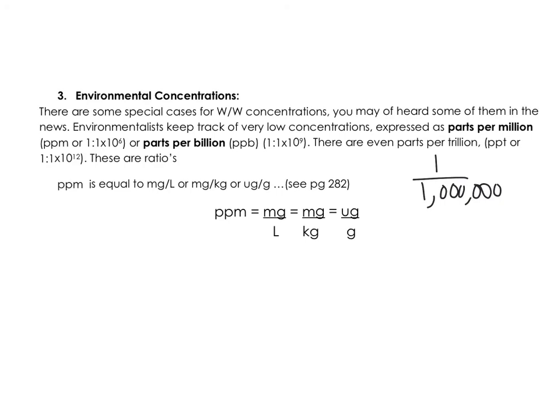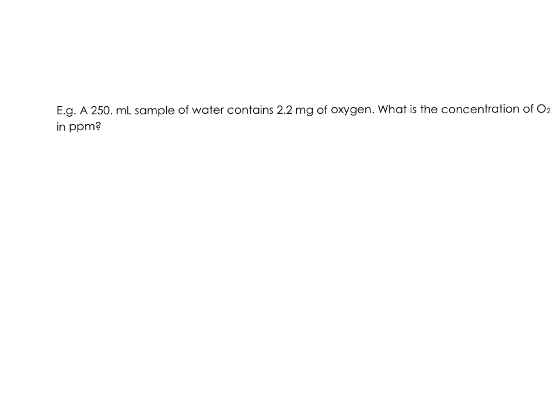Parts per million is equal to milligrams per liter, or milligram per kilogram, or microgram per gram. A microgram is equal to 1 times 10 to the negative 6 grams. So what normally we do is we take the parts per million, and the first step is to convert it to milligrams per liter or milligram per kilogram, depending on what the question is asking for. All right. A 250 milliliter sample of water contains 2.2 milligrams of oxygen. What's the concentration of oxygen in parts per million?